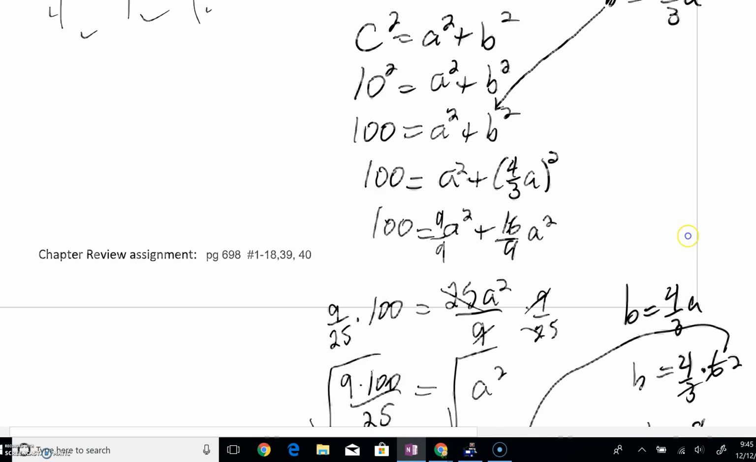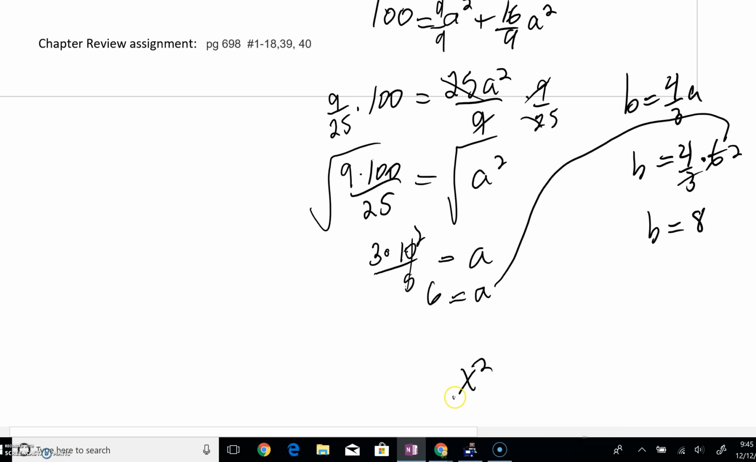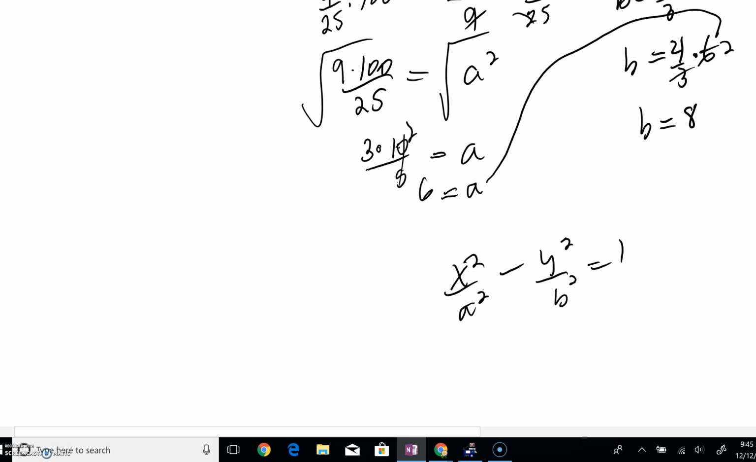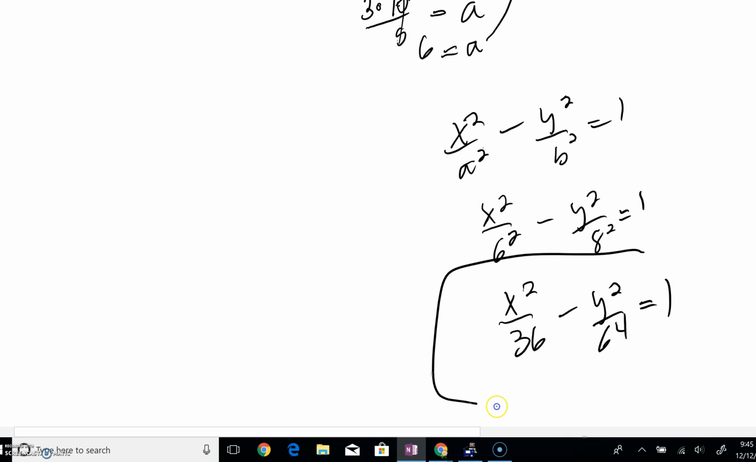So we're going to come back up here. We've got x squared over A squared minus y squared over B squared equal to 1. So it's x squared over 6 squared minus y squared over 8 squared. X squared over 36 minus y squared over 64. Guys, that is your answer. And hopefully that is going to make sense.